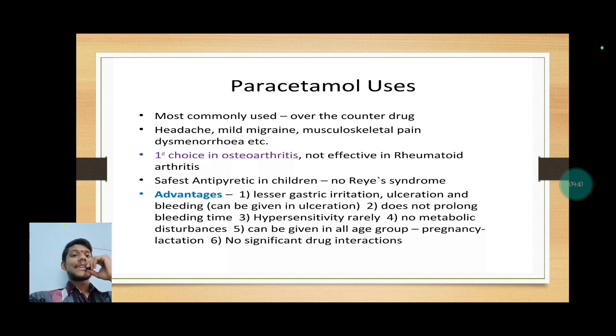Advantages are: first, lesser gastric irritation, ulceration, and bleeding; it can be given in ulceration also. Second, does not prolong bleeding time. Third, hypersensitivity rarely. Fourth, no metabolic disturbance. Fifth, can be given in all age groups, pregnancy, lactation also. Sixth, no significant drug interaction.